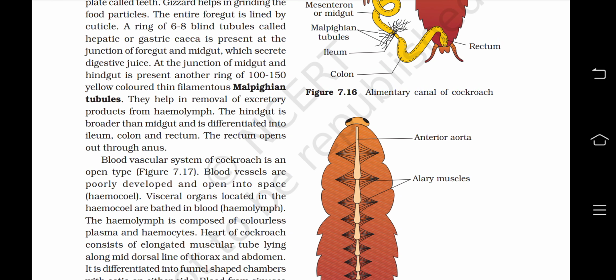At the junction of midgut and hindgut is present another ring of 100 to 150 yellow colored thin filamentous malpighian tubules. They help in removal of excretory products from hemolymph. The hindgut is broader than midgut and is differentiated into ileum, colon and rectum. The rectum opens through anus.